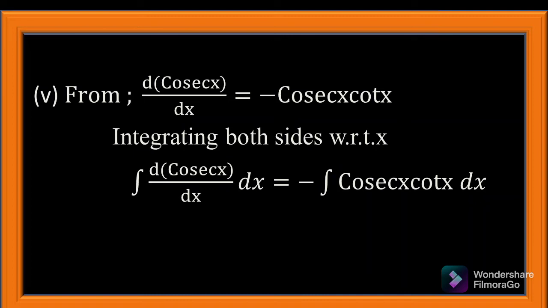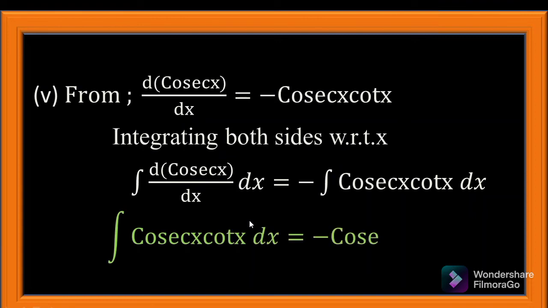And when you do this again, this negative must be handled with care. So this integral will give us cosec x. So at the end of the day, when we integrate cosec x cot x with respect to x, we come up with negative cosec x plus a constant c.